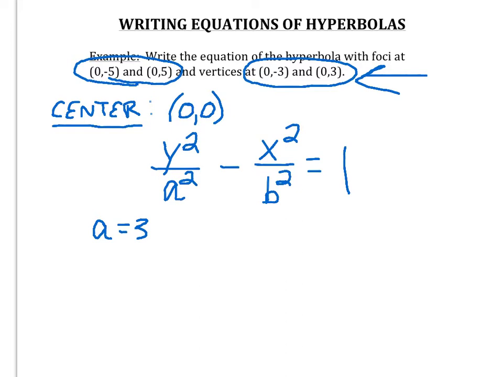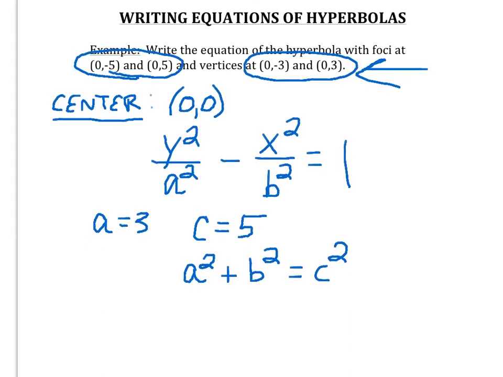Next, we need to figure out what b is. We know that the foci are at (0, -5) and (0, 5). And we've already discussed that c represents the distance from the center to a focus. So in this case, c must equal 5. And we've also already mentioned that the relationship between the a, b, and c values in a hyperbola is a squared plus b squared equals c squared. So we're just going to use that fact to help us find b and finish up the problem.